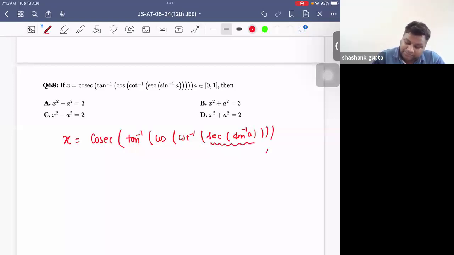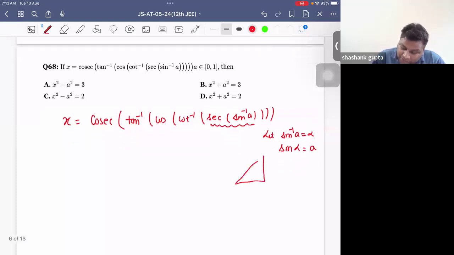So let sine inverse a be alpha, and sine alpha is a. Now, if I consider a small triangle, say this angle is alpha, that means this is a, this is 1. So this is what? Under root of 1 minus a square. Perpendicular a, hypotenuse 1, so base is under root 1 minus a square. So from there you can say sec alpha will be what? Sec alpha will be hypotenuse upon base. So 1 upon under root of 1 minus a square.